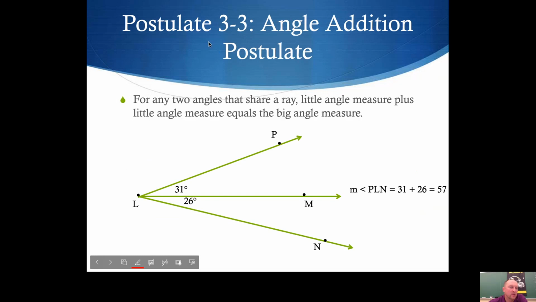We're going to do the same thing today as the segment addition postulate, except we're going to use angles. So if you look at this diagram, there are 3 angles here. There's 2 little ones, and then there's 1 big one. So for any 2 angles that share a ray, the little angle measure plus the other little angle measure is going to equal the big angle measure. So we'll do this a lot. We'll kind of make this bracket looking thing where 31 and 26 are your little angles. So your big angle is just the combination of those two. It would be 57.